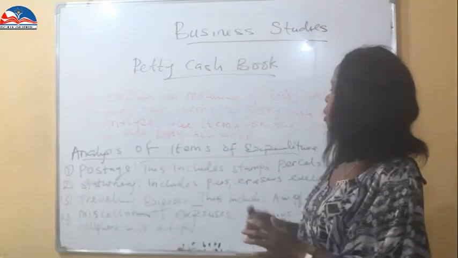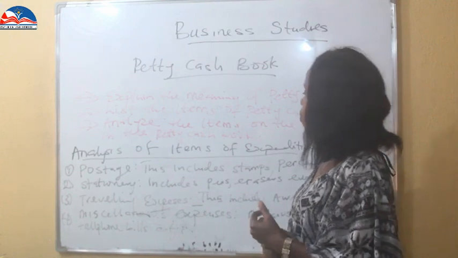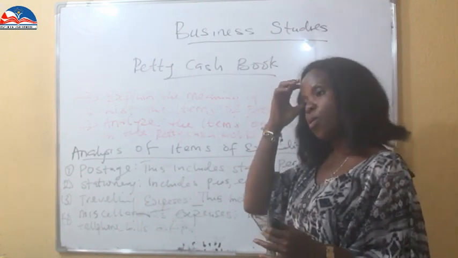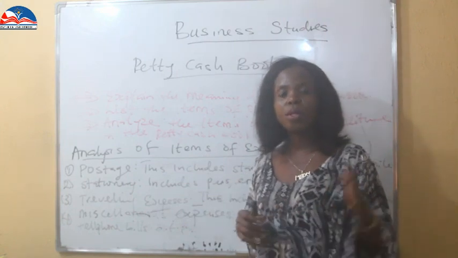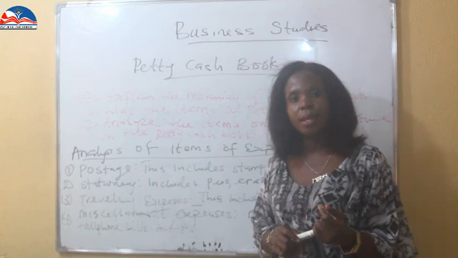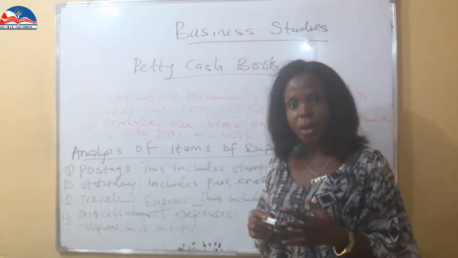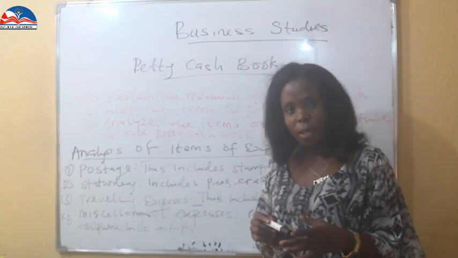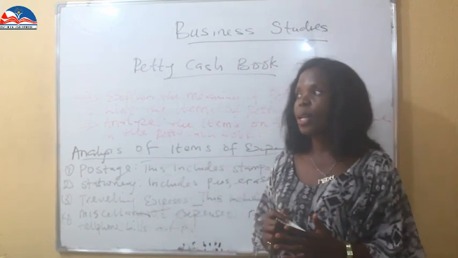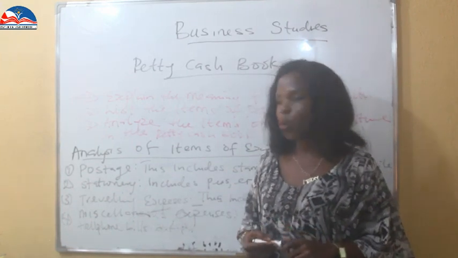Now let's go to our third objective: analyze the items on the expenditure side in the petty cash book. On the expenditure side, when we take the example, we are going to see items such as telegram, printing, stationery, traveling expenses, and other miscellaneous. Other expenses will come under miscellaneous. So let me analyze them one after the other.